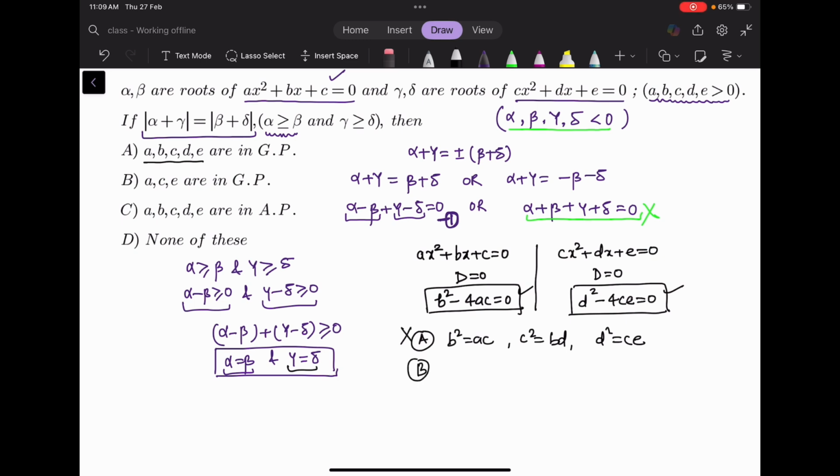Coming to option B, we have C square equal to AB. That also is not possible to get from the given things. Option C, they are saying in AP. AP means 2B equal to A plus C, and like that 2C equal to B plus D, and so on. But this also will never satisfy the obtained two conditions. So here options A, B, C, all three are incorrect. Option D is the correct answer in this question.